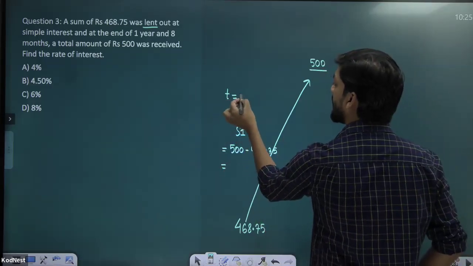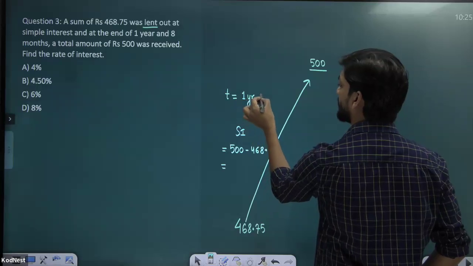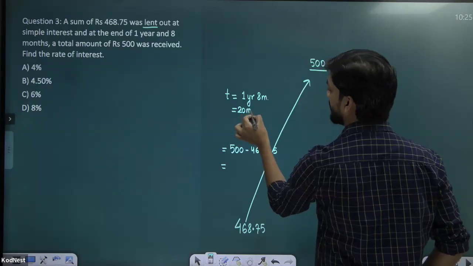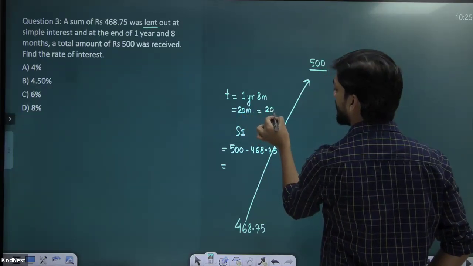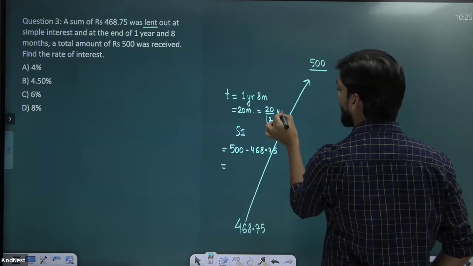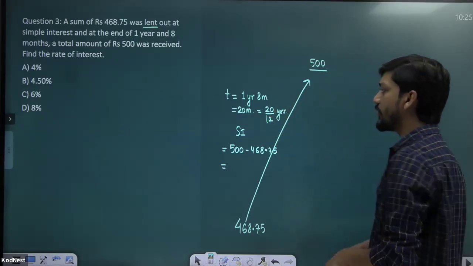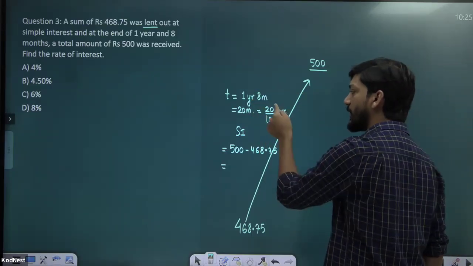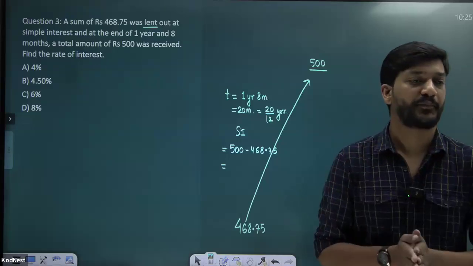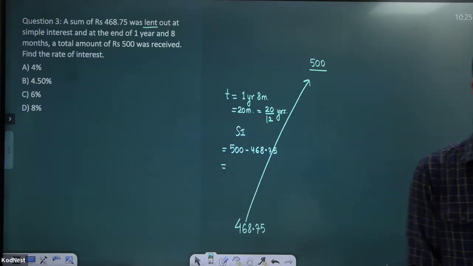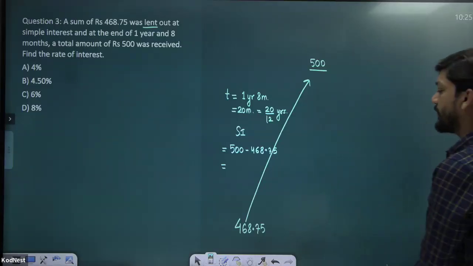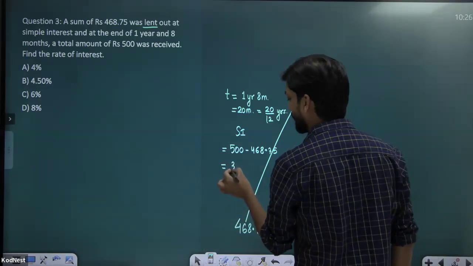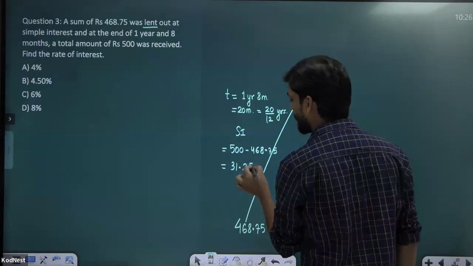The time is 1 year, 8 months. That means 20 months. And that means 20 by 12 years. Time must always be in years, not in months, not in a mix. Okay, how much? 468.75. 31.25. Okay, 31.25.